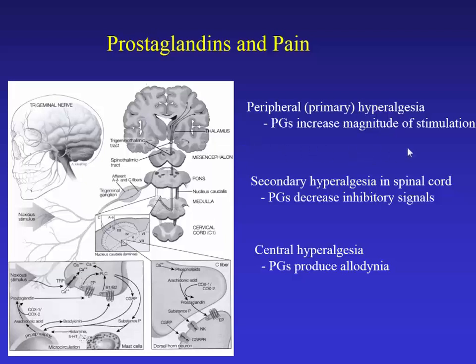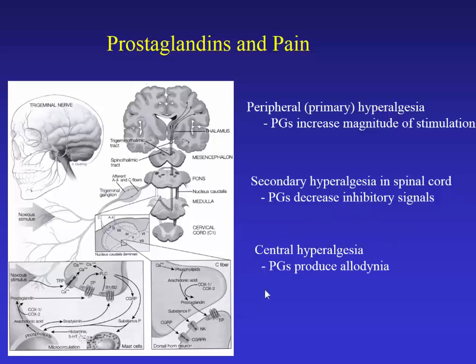That is, in the primary hyperalgesia, prostaglandins themselves increase the magnitude of stimulation, and inhibition leads to a decrease in the initial primary component of pain transmission. In the spinal cord, there's a whole series of neural pathways that we won't talk about too much, but there are GABA neurons that are potently inhibitory, and prostaglandins decrease those GABAergic inhibitory signals. And so you can appreciate that if you inhibit prostaglandins, you will increase these inhibitory signals and you will decrease pain transmission, right?